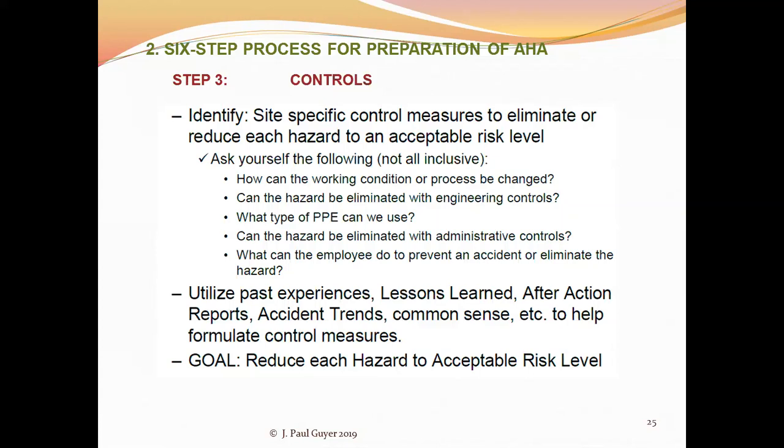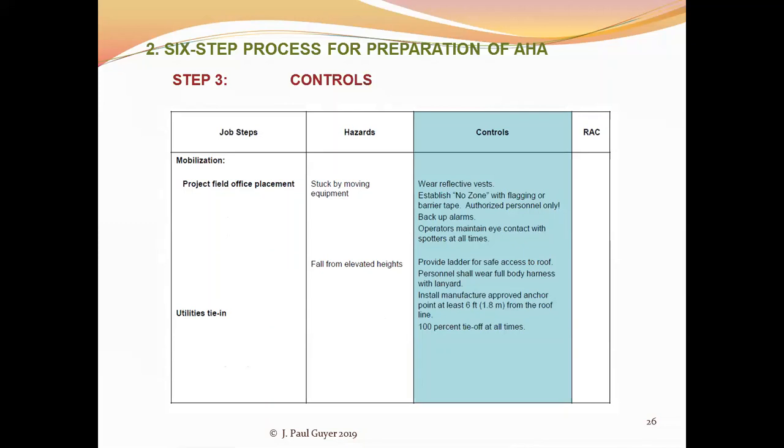Common sense. I mean, that doesn't need any further explanation, but just common sense is very important to what you do on a construction project. And you use all of these to formulate the control measures that you want to spell out on the activity hazard analysis. And the goal is to reduce each hazard to acceptable risk levels. Okay, and then the controls.